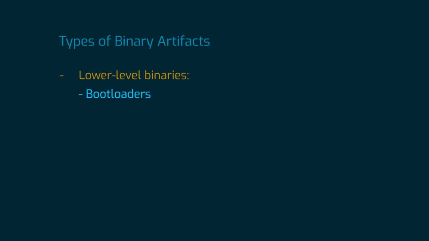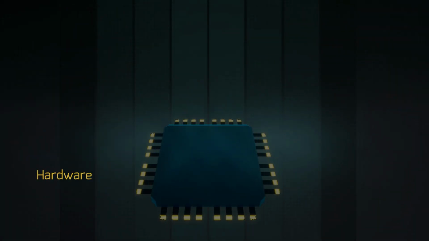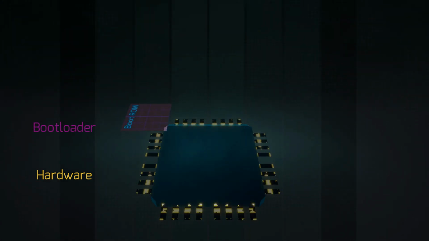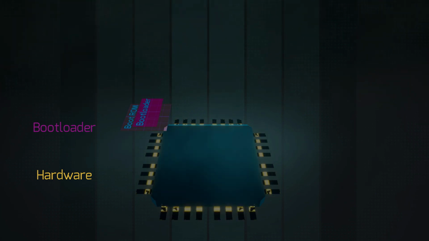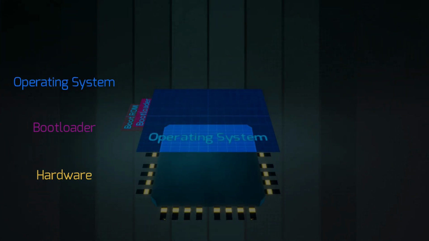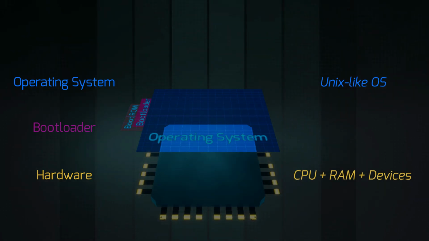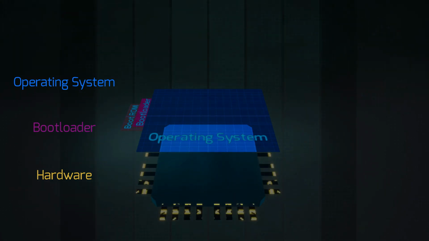Lower-level binaries such as bootloaders, firmware, kernel and kernel modules. At startup, two stages of bootloading take place: the boot ROM, which initializes the hardware, and the bootloader, which loads the operating system kernel. Once the operating system is loaded into RAM, it takes over execution. Or there could be another step for an embedded device.